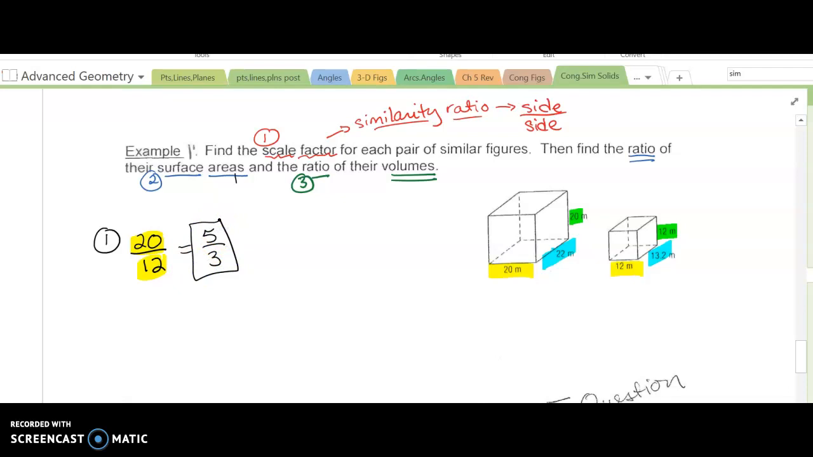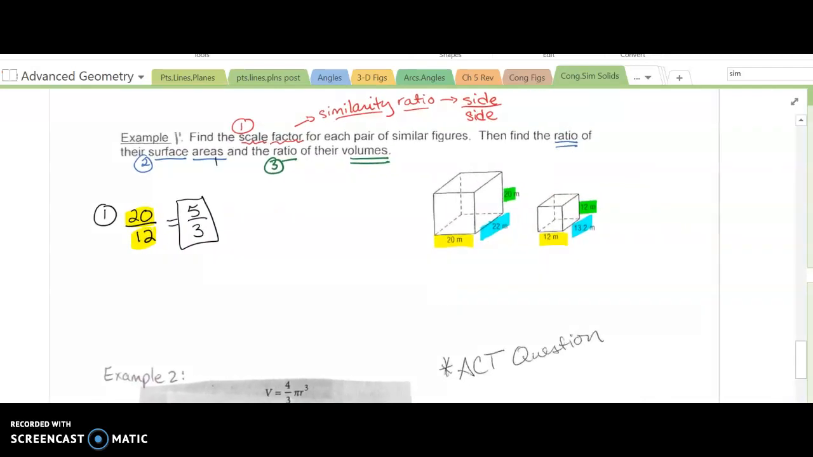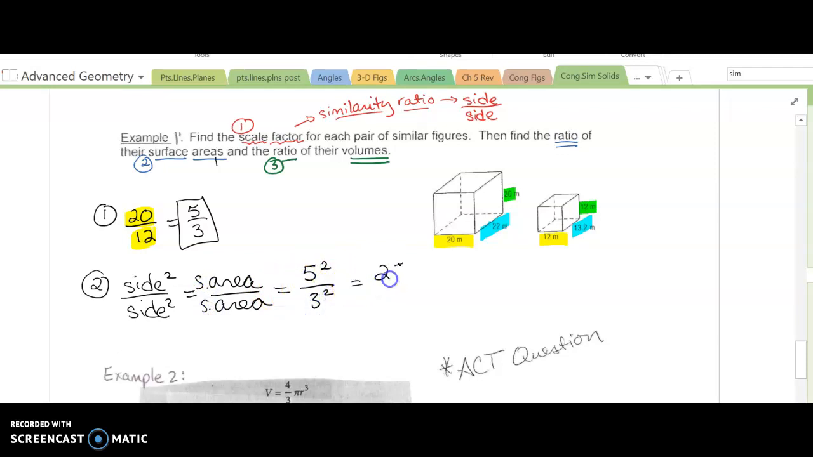Then find the ratio of the surface areas. Now, here is the magical shortcut. Guys, I don't have to find the surface area of these two rectangular prisms at all, because we know that the side squared compared to side squared ratio is equal to area compared to area ratios. So I don't have to actually compute their surface areas. It doesn't matter if this is surface area or regular area. I just take 5 squared over 3 squared and get 25 to 9. That's all I got to do.